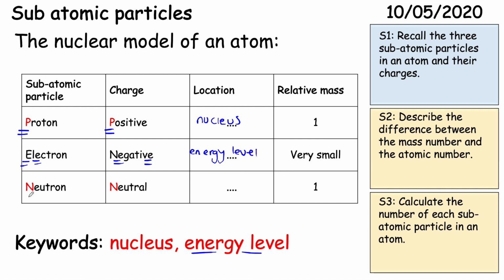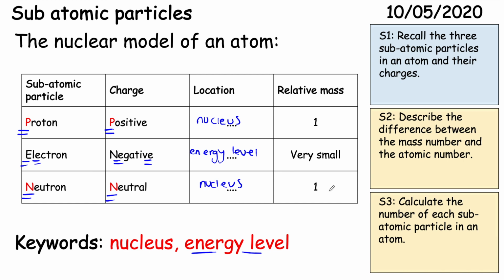And the last one is neutron. Neutrons are neutral. They do not have a charge. And they are found in the nucleus with protons. And they also have a mass of 1. So now we know what the different subatomic particles are, their charges, and where they're found.